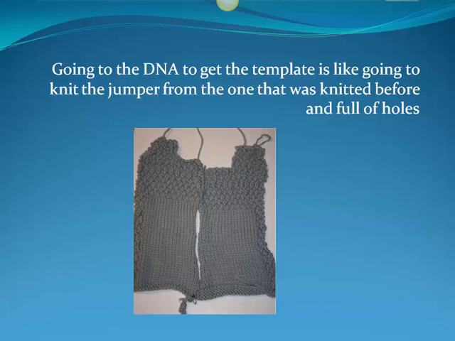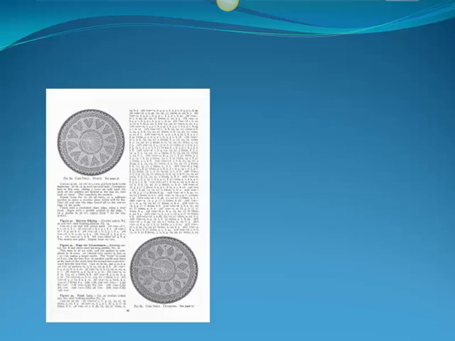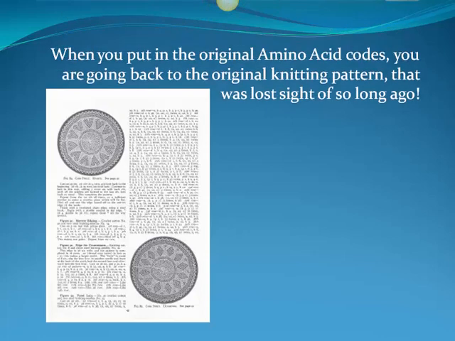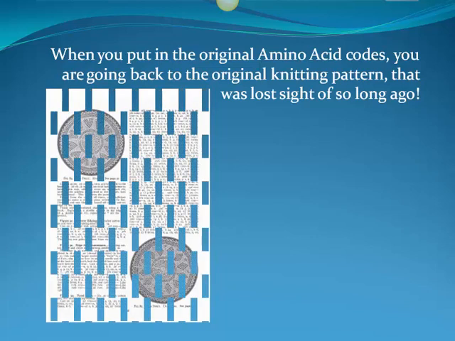So too when you put in the templates for the amino codes, it's putting in a call to give the information to the cells that has been damaged and passed on. So it's able to follow the instructions and make things the way it should be. Okay, so when you put in the original amino acid codes, you're going back to that original knitting pattern that was lost sight of so long ago.